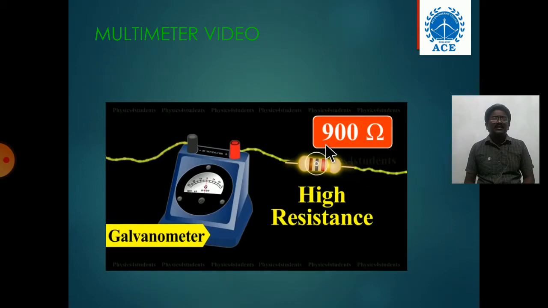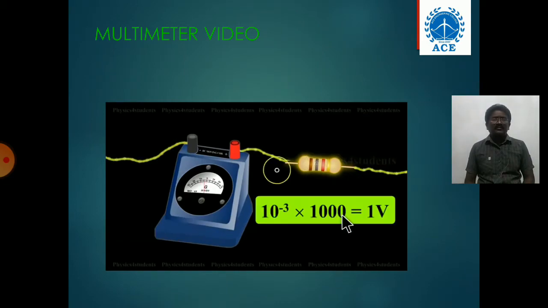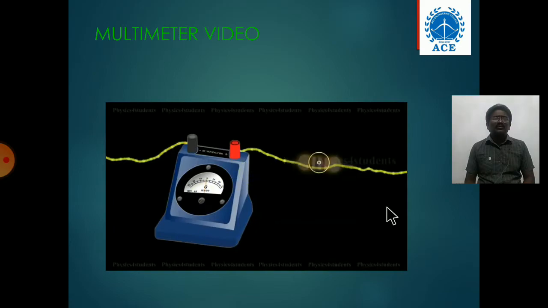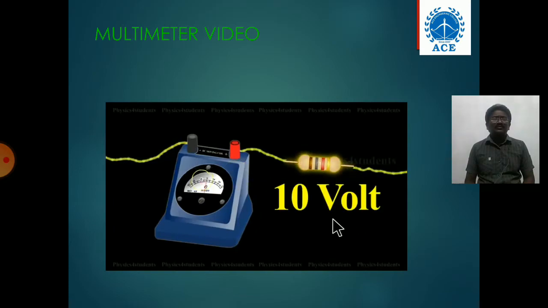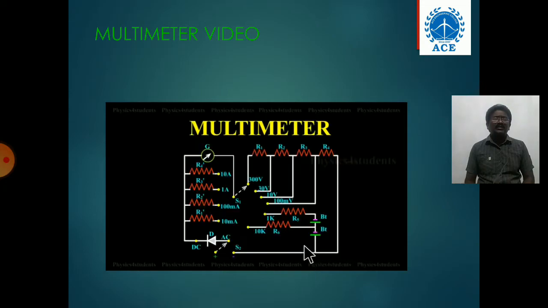We are taking a 900 ohms resistance in series with the galvanometer, so the high range of the voltmeter becomes 10 raised to minus 3 into 1000, that is equal to 1 volt. The same meter can be used to measure voltage up to 10 volts if a resistance of 9900 ohms is connected in series. Thus, in order to measure different ranges, different high resistances are put in series with the galvanometer by a switching arrangement. This is the voltmeter.